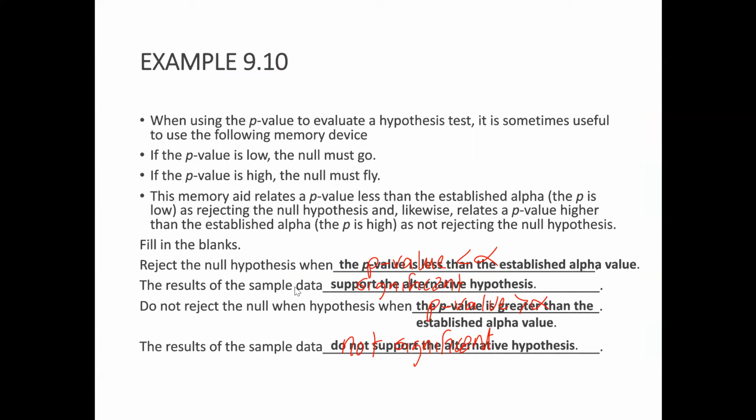That means that results support the alternative. If your data is significant, then your data supports the alternative hypothesis. If you fail to reject, your data is not significant. It does not support the alternative.